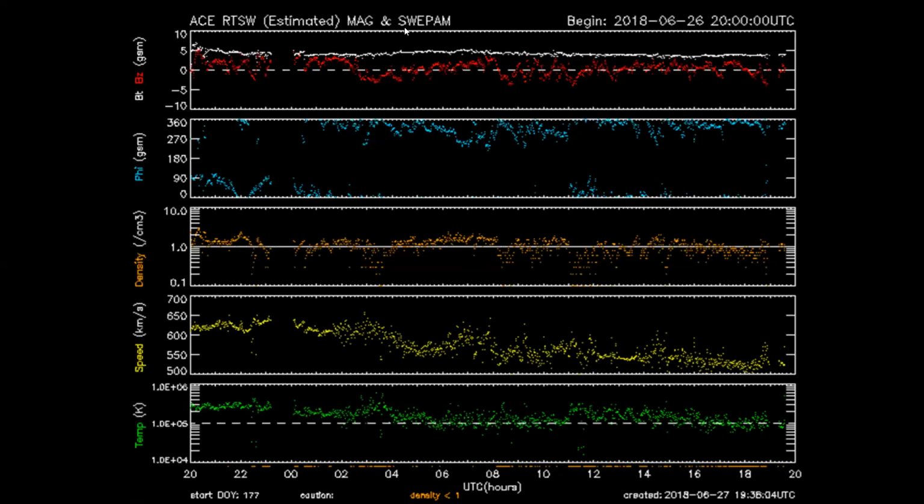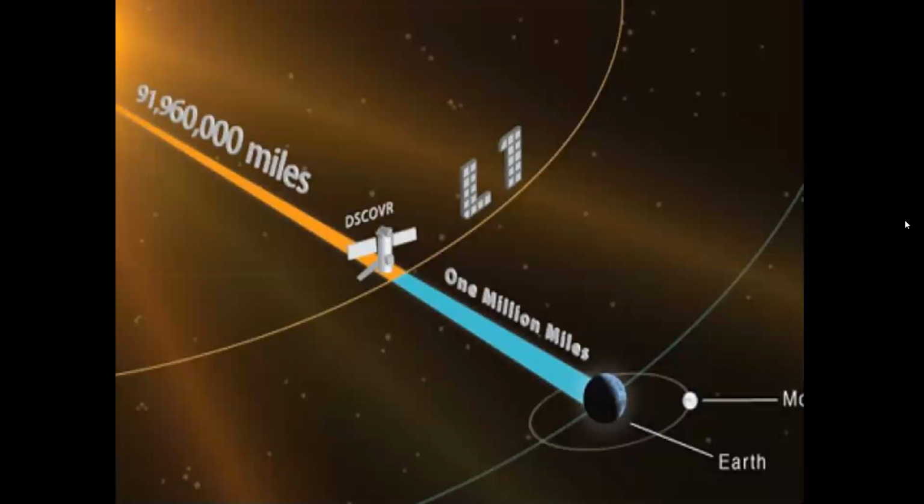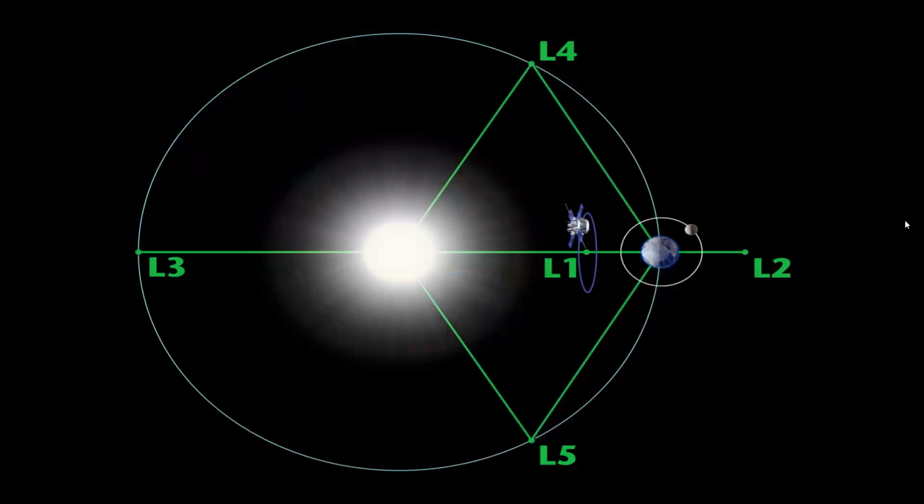And this also goes to something that's going to be very important to us because we're going to see about the SWEPAM. This gives a visualization of where ACE Discover is sitting. 1 million miles out there. So that's where we get the 1 hour.